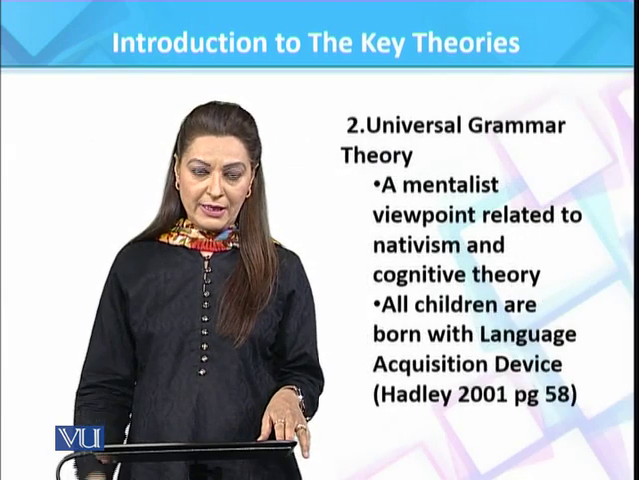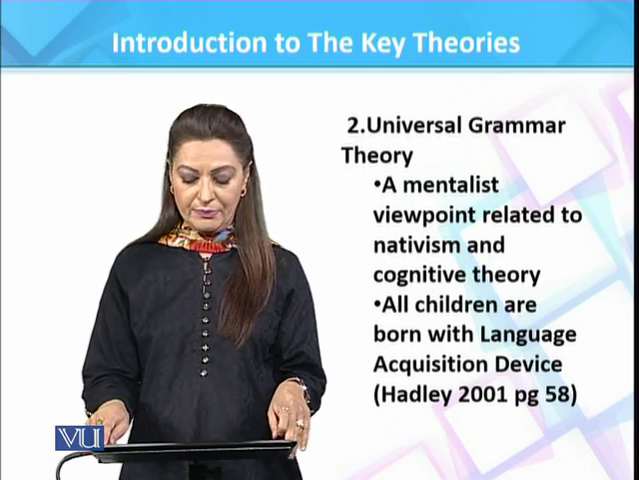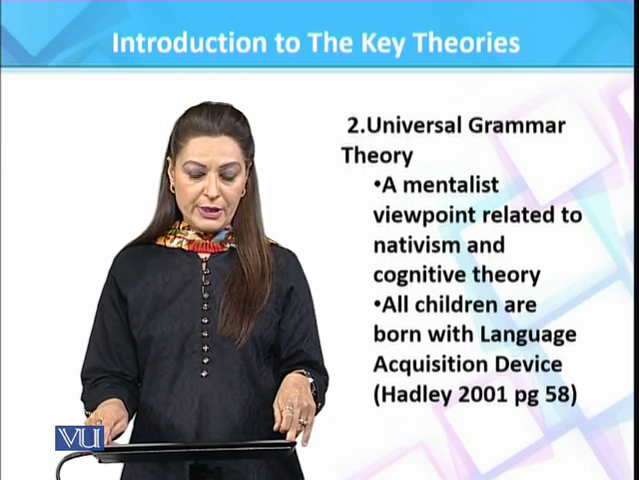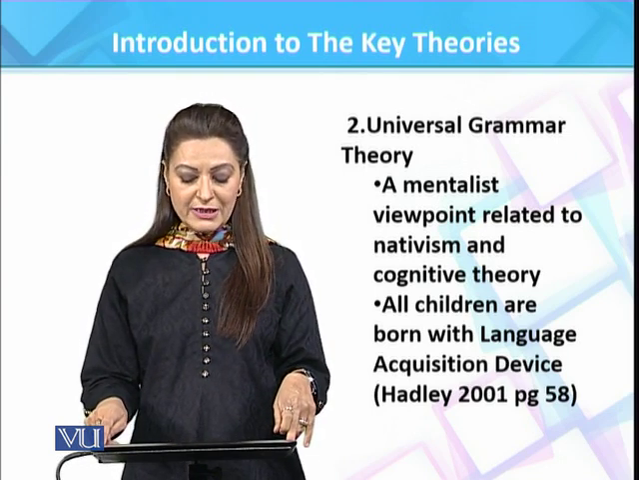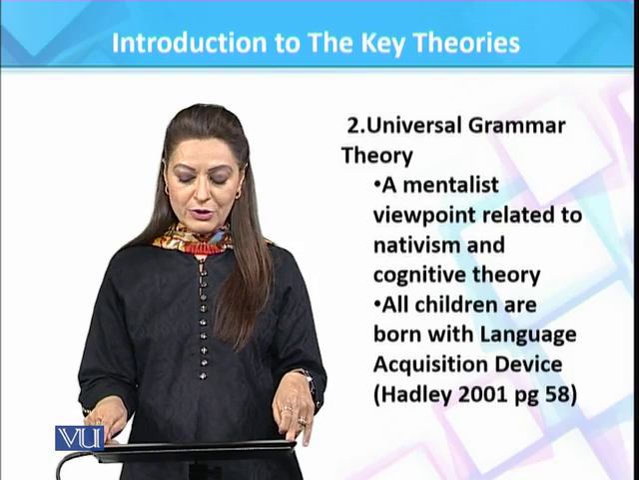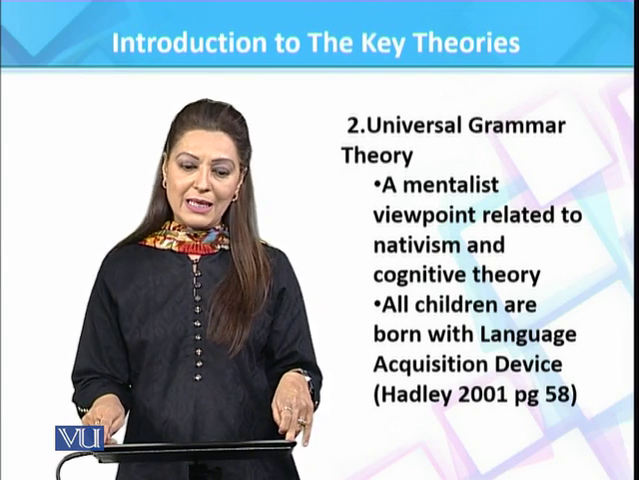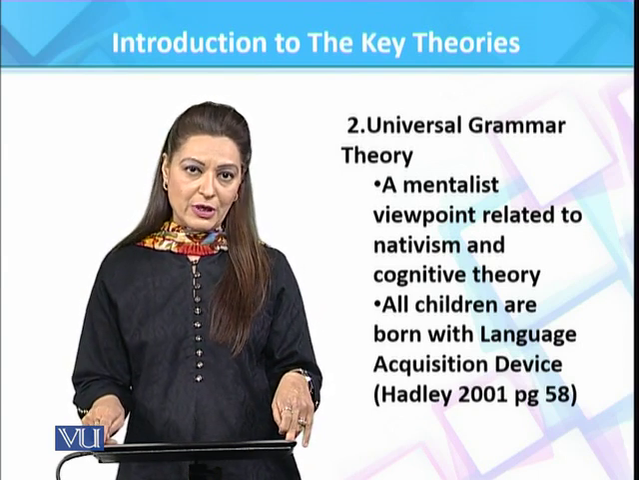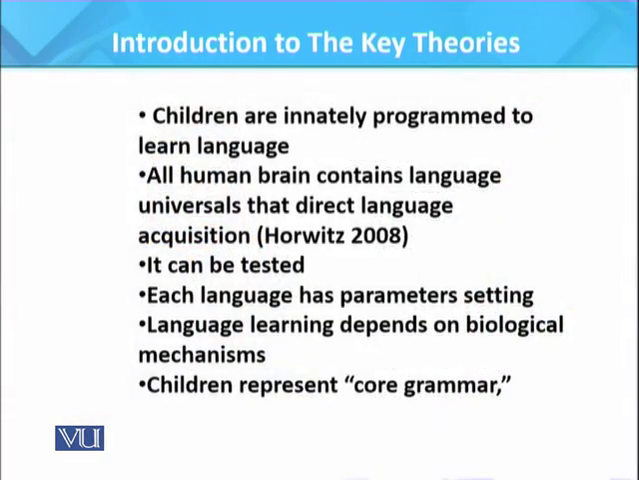The second important theory is the universal grammar theory, a mentalist viewpoint related to nativism and cognitive theory, which holds that all children are born with a language acquisition device, that there is an innate faculty present in the mind of a child at birth. Children are innately programmed to learn language, and all human brains contain language universals that direct language acquisition. All linguistic features of a language are there in the mind, and they are responsible for language acquisition.